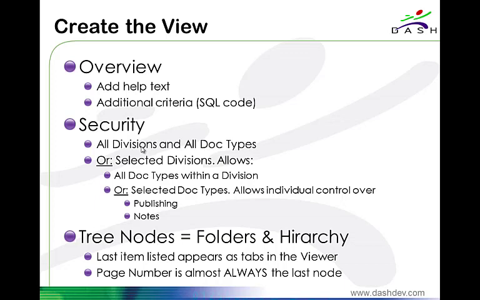Whatever appears as the last node in your list of trees or your hierarchy becomes the tabs that you see across the bottom in the document viewer. So it makes logical sense in most practices to put the division as the first highest level in the hierarchy and the page number as the last thing in that hierarchy.